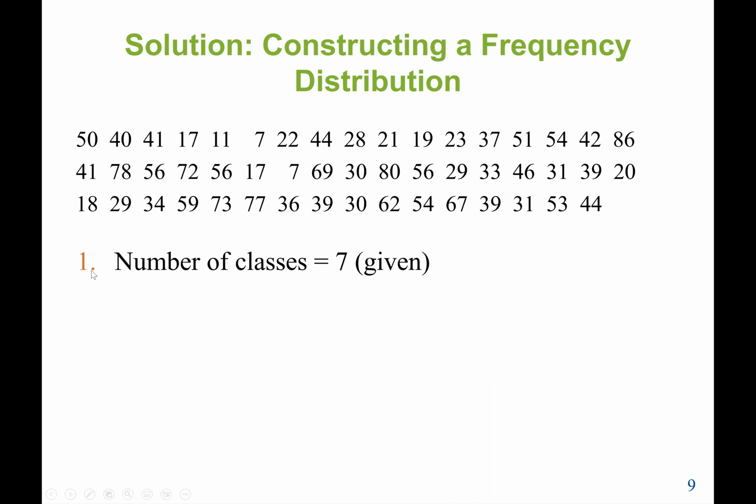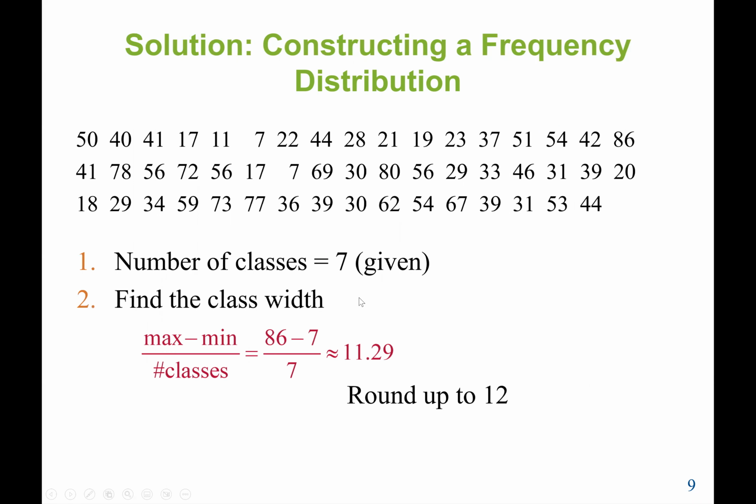So now we follow the previous steps. Step 1 is already given to us: the number of classes we need is 7. If I know the number of classes, we can find the class width. To find the class width, first we find the range. The range is the maximum value minus the minimum value. In the data set, 86 is the maximum value and 7 is the minimum value. Then we divide by the number of classes, and this will give us the class width.